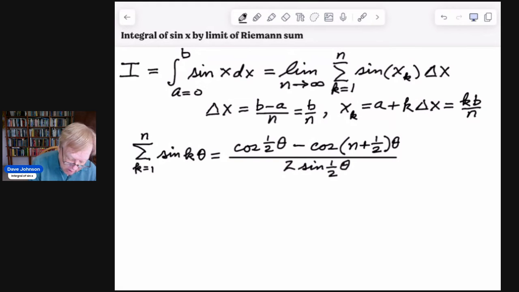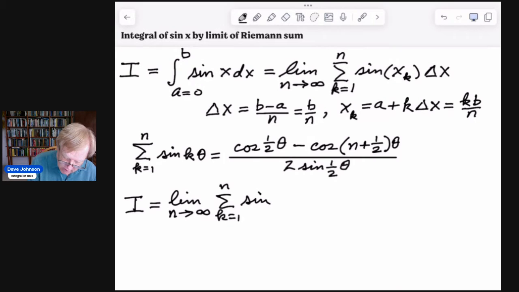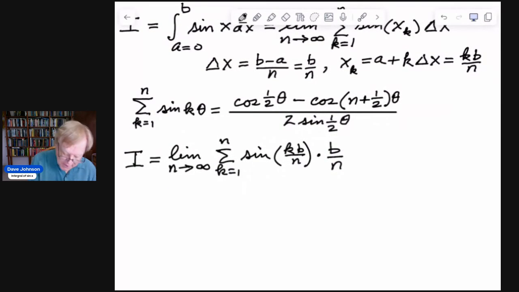So let's call our integral I, and let's go ahead and substitute in. So I is equal to the limit as n goes to infinity of the summation as k goes from 1 to n of sine of, now x sub k is, as we said before, k times b over n. And then times your delta x, so times b over n. Basically the rest of this exercise is to sum the series and then take the limit.